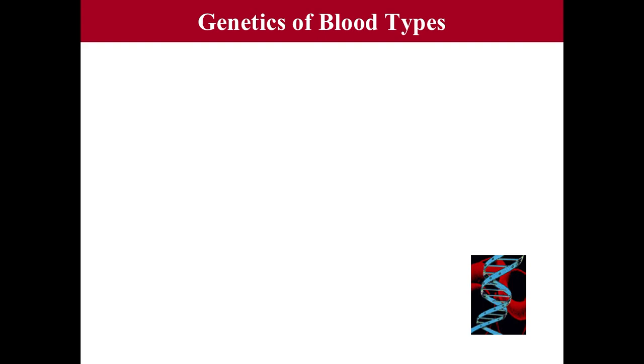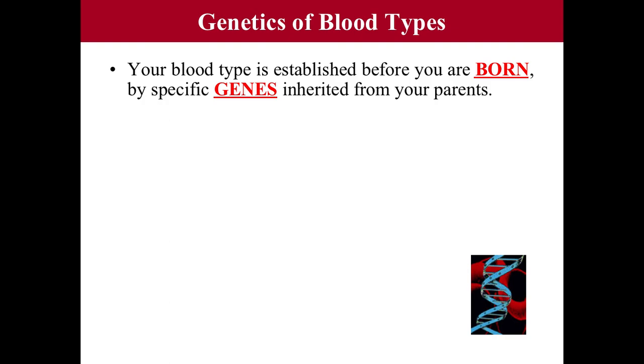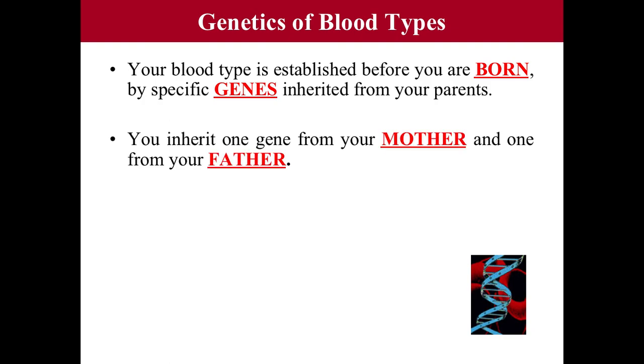Now, when it comes to blood types, we're going to take a look at genetics and how that plays a role in determining your blood type. So your blood type is established before you are born by specific genes inherited from your parents. Now we know that you inherit genes from your parents, one from your mother and one from your father. So it is actually these genes that you get from your parents that determine your blood type.